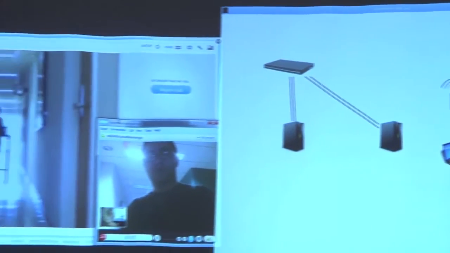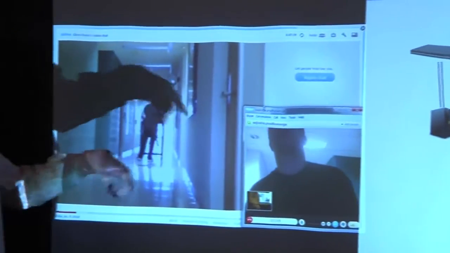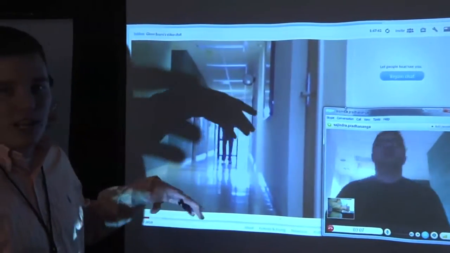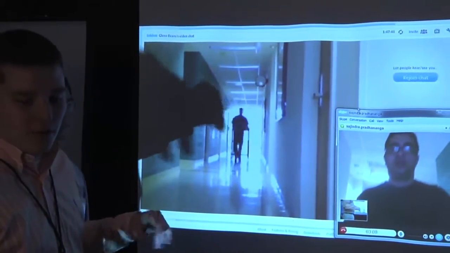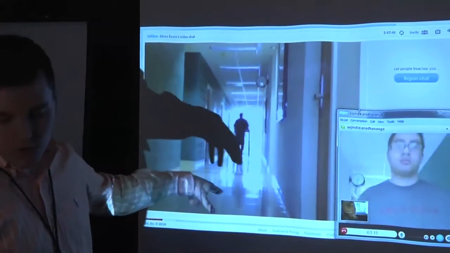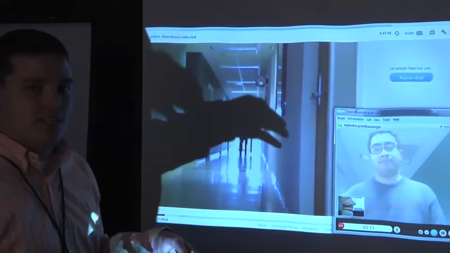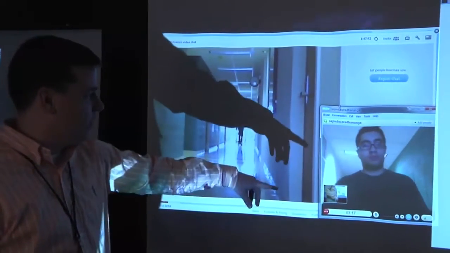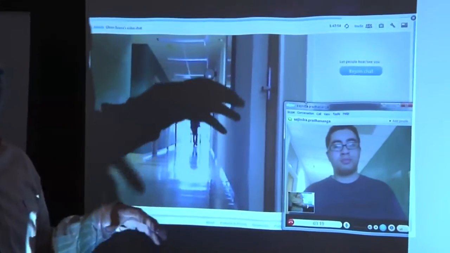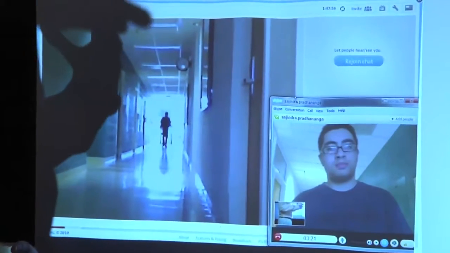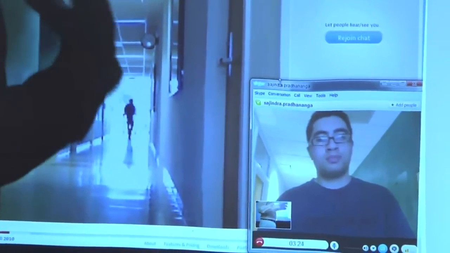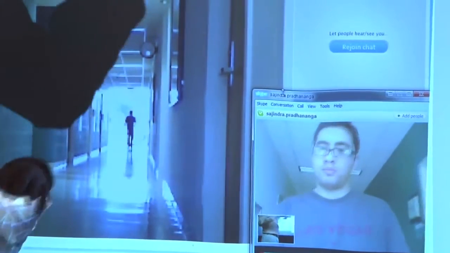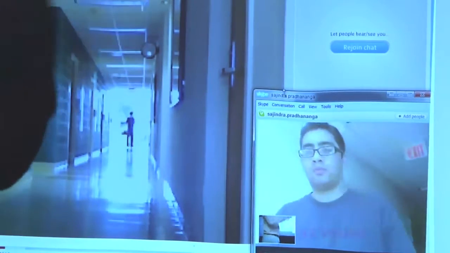What Sajendra will begin doing is walking a path. My name's Lynn Evans, and I do more of the wired network. He's walking a path where he will hand off between two PC Engine access points that have OpenFlow enabled. And what you'll see is that the video coming through Skype will hand off without much interruption at all, thanks to OpenFlow's flow tables being updated and routing from one access point to the other.